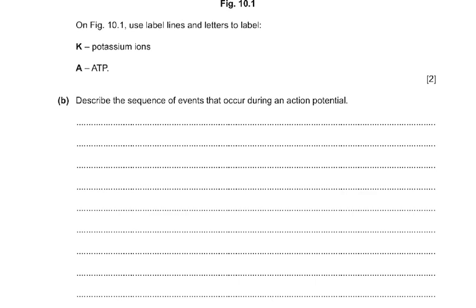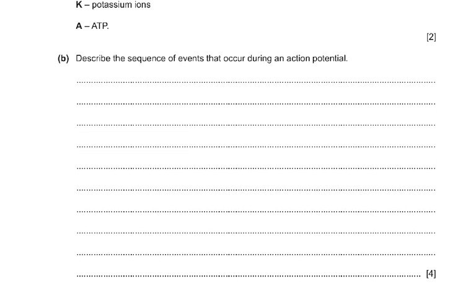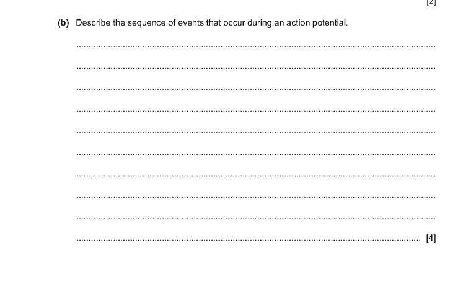Then it says describe the sequence, direct question: describe the sequence of events that occur during an action potential. And that's 4 marks.